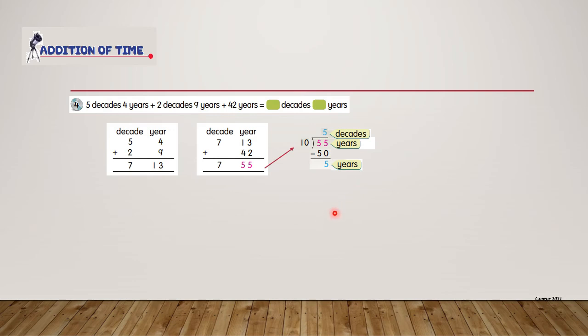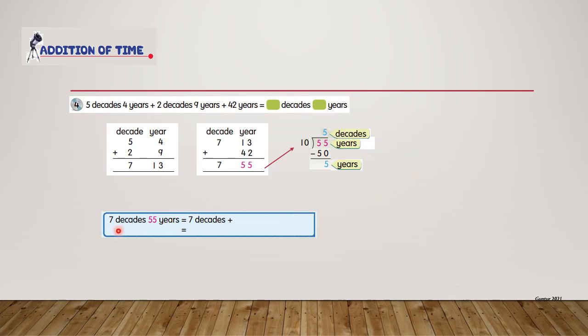Okay, how to solve it for the last? Okay, 7 decades 55 years equals to 7 decades plus 5 decades and 5 years. Okay, 7 plus 5 become 12 decades and the last 5 years. So the answer is 12 decades 5 years. Okay, we go to the last slide.